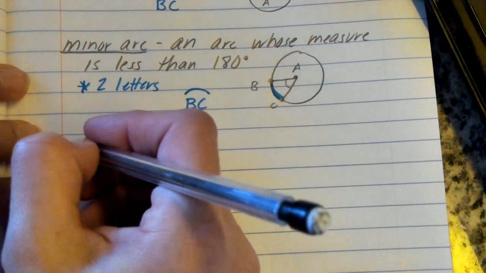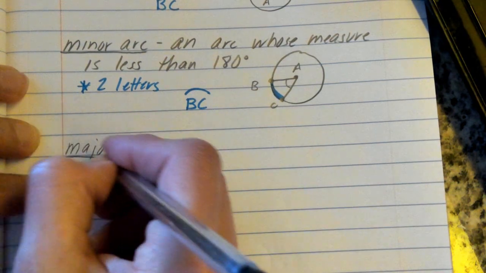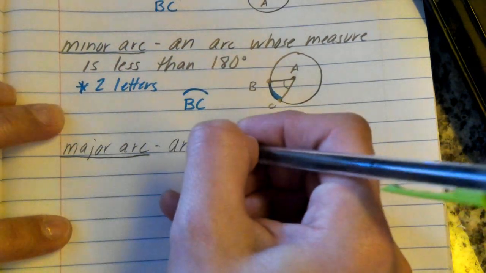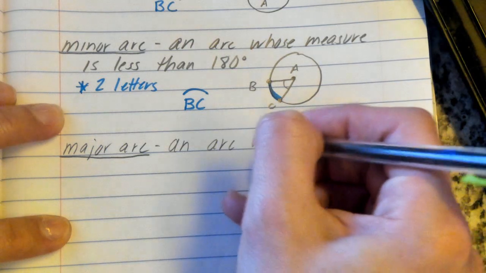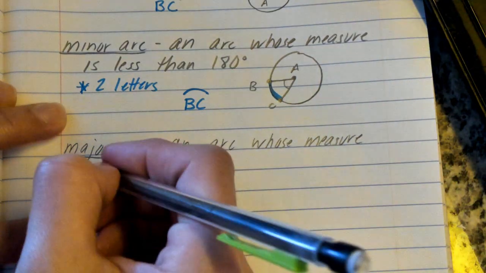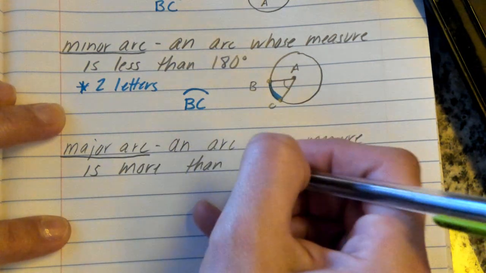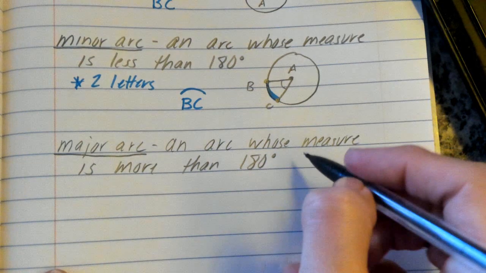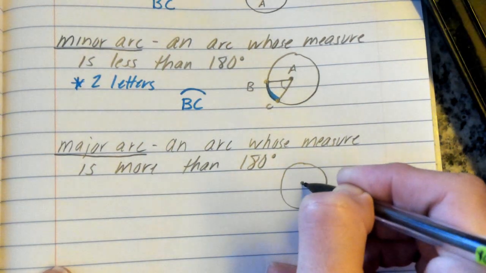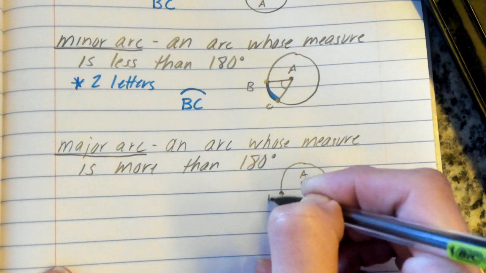Next, we will define a major arc. A major arc is going to be the opposite. It is an arc whose measure is more than 180 degrees. So if we take a look pretty much at that same circle we had there, here's circle A, we've got point B and C.